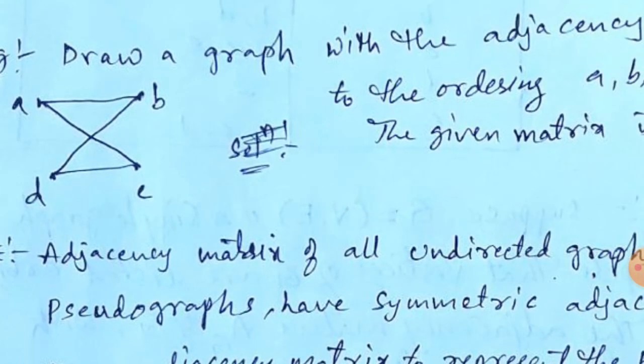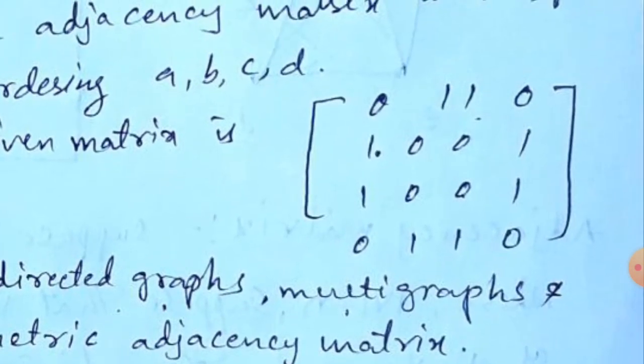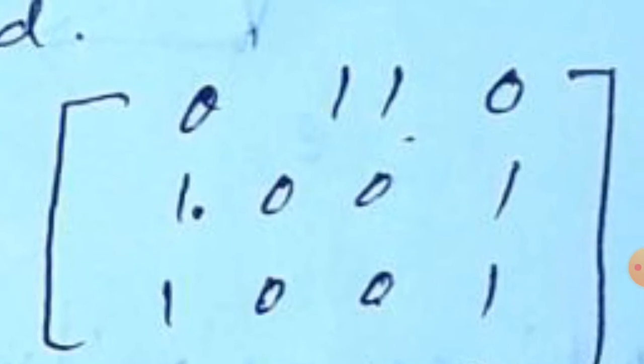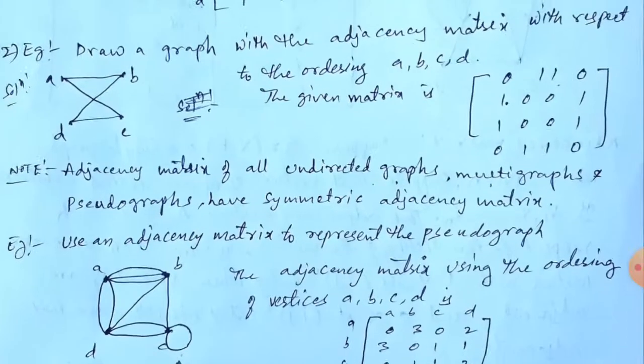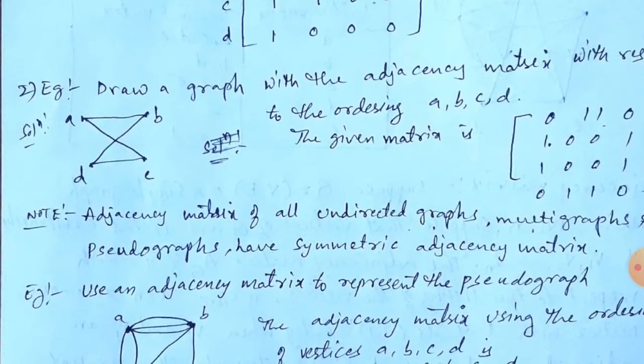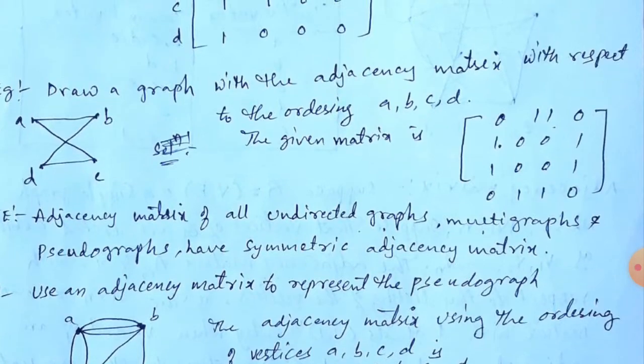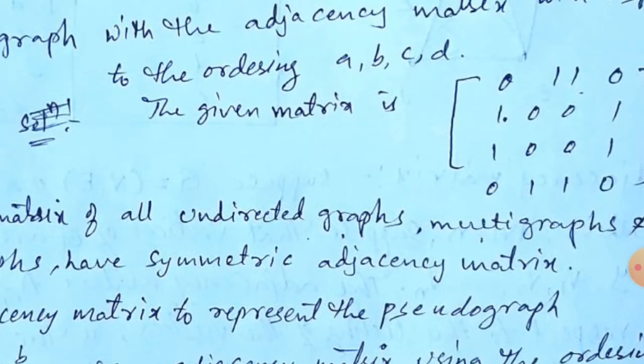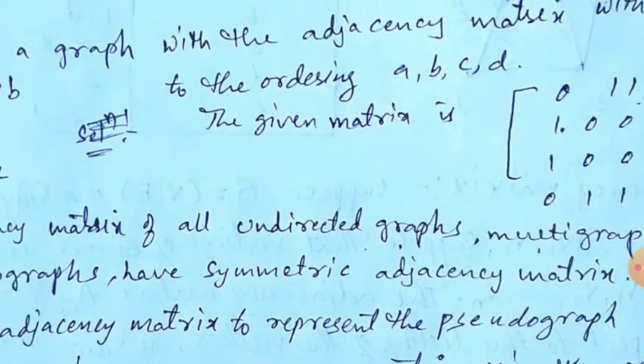Then draw the lines. Observe here, A to B there is 1. So in between A, B there is a 1 here. Observe this entry. That means A to B there is an edge, and A to C is 1. That means A to C there is an edge. Now A to D there is no edge. That means don't draw the line A to D. Now observe B to A. Already A to B we have drawn.